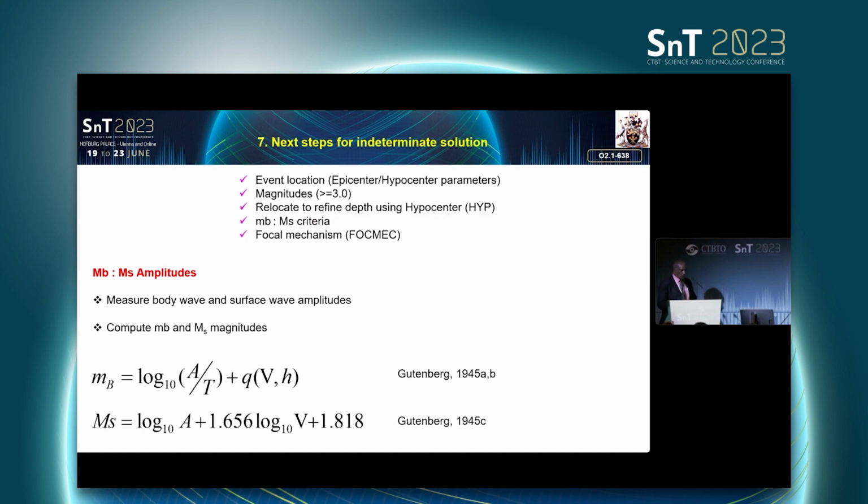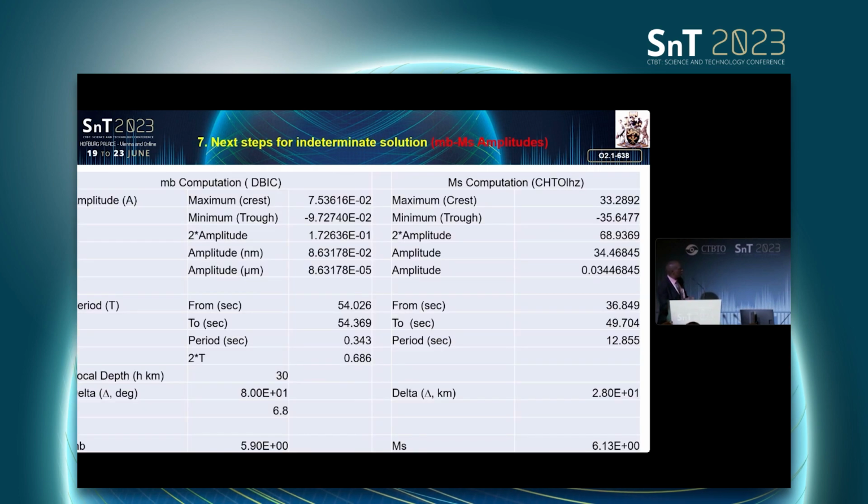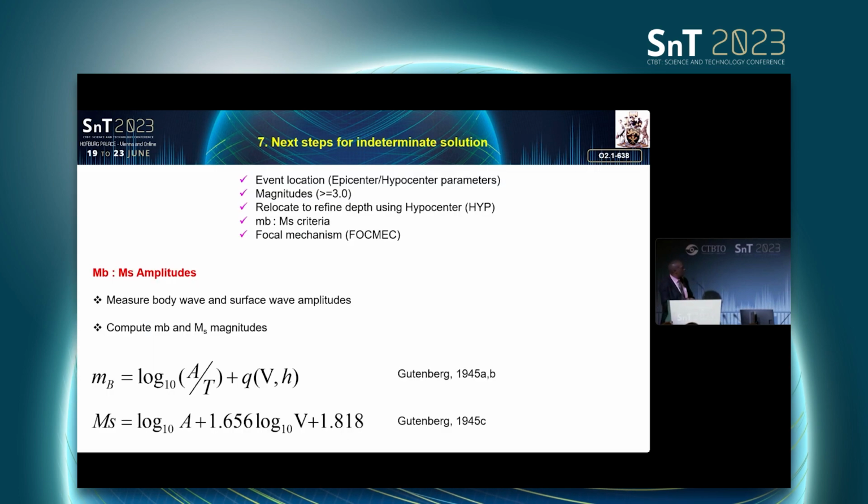Okay, so what do we do in the event of an indeterminate solution? You have gone through the 4 or 5 discriminants I've mentioned. So we go back to our MBMS criteria. Now instead of using the conversion formula, we simply measure the amplitudes, and then we use the formulas by Gutenberg to calculate MB and MS. That's more accurate than the regression equations which we use to convert magnitudes. Next one.